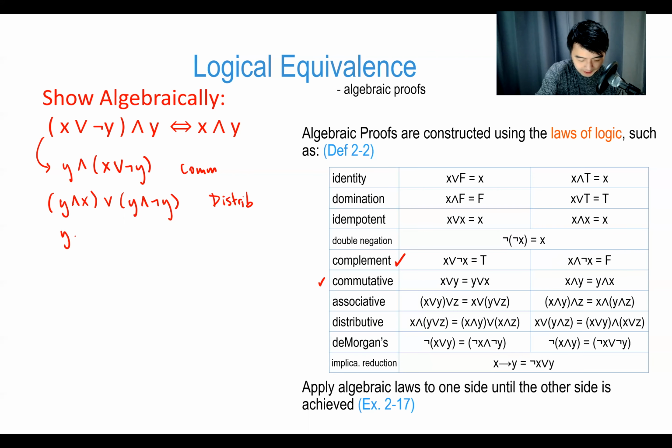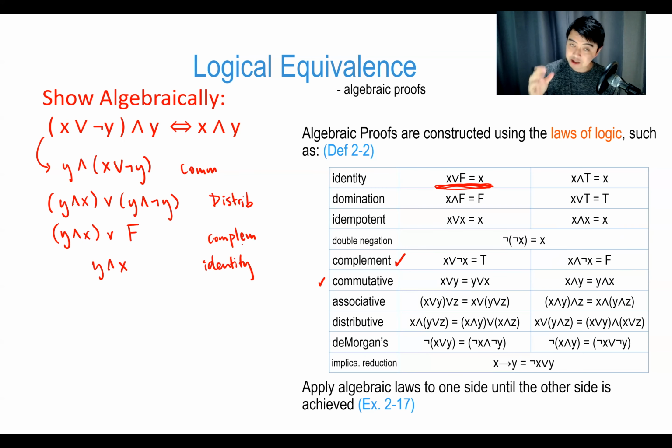So here I have y and x or false, and that was from the complement law. Okay, next, if I imagine this y and x to be one term, this bracket to be one term, let's call it A, we have A or false. A or false is going to give me, according to identity, A. So which means I am left with x and y. So this is from the identity law.